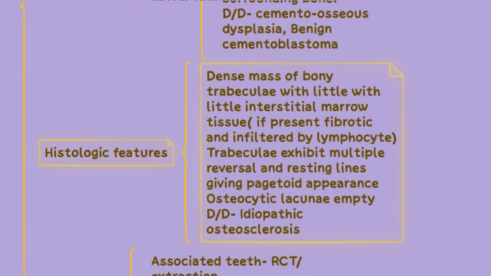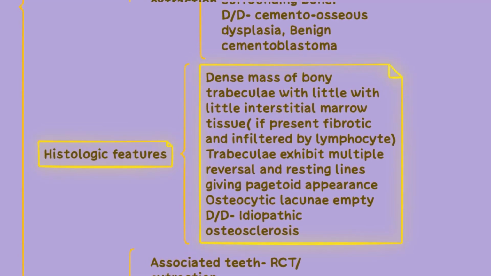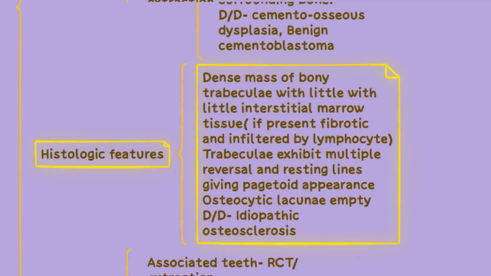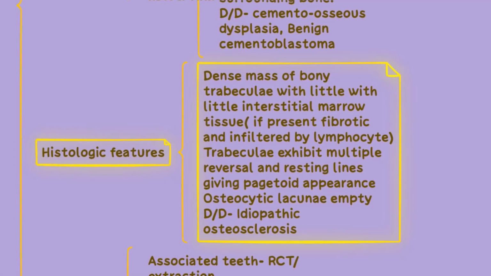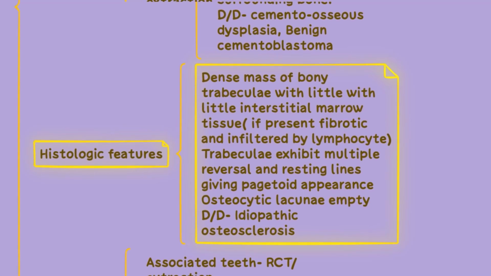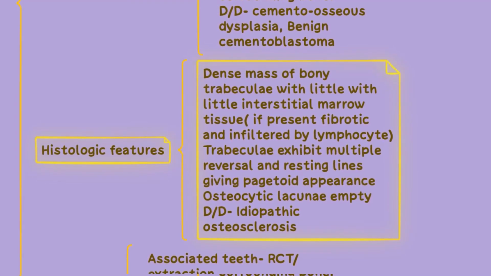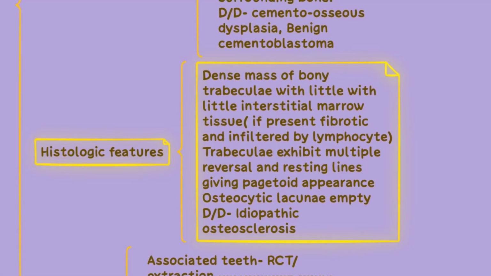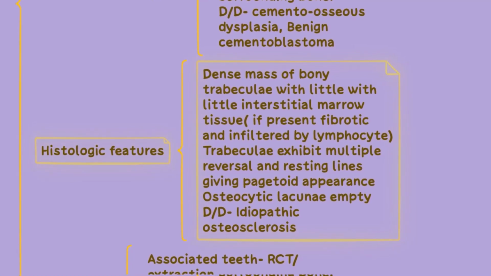Histologically, the lesion exhibits a dense mass of bony trabeculae with little interstitial marrow tissue. If present, the marrow may be fibrotic and infiltrated by lymphocytes. The trabeculae show multiple reversal and resting lines, giving a pagetoid appearance. The osteocytic lacunae are empty. Chronic focal sclerosing osteomyelitis can be distinguished from idiopathic osteosclerosis based on its histological features.